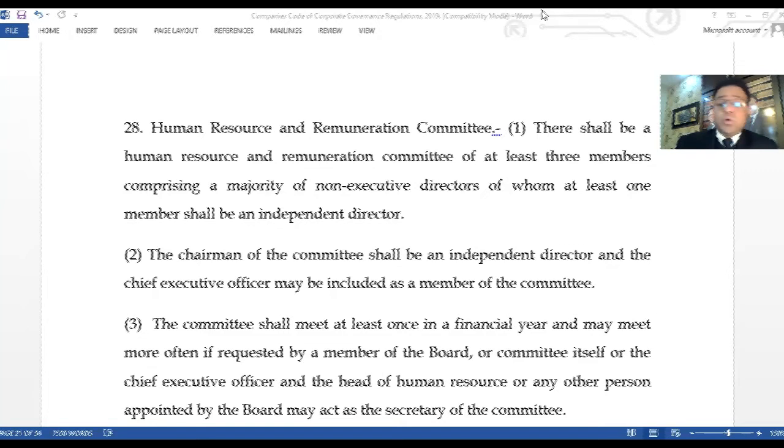So in this session, we will discuss Regulation 28 of the Corporate Governance Regulations. What is the mandate for this HR and Remuneration Committee, how is this committee constituted, and what are the terms of reference for this committee? Let me first invite Ms. Afshan Sarfaraz to read Regulation 28 for the participants.